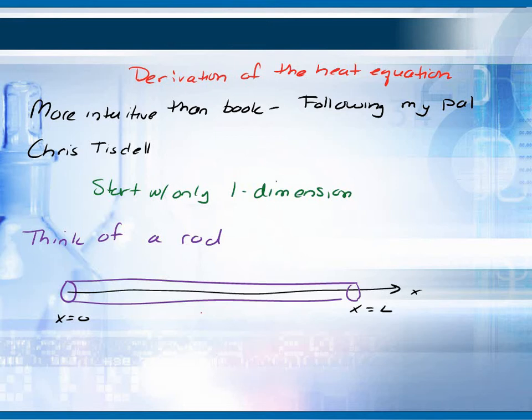That's why it's sometimes easier to think of a sheet of metal than it is to think of just one dimension. But think of a rod, and the direction on that rod is to the right, and you have a number line going through it that tells you where you are on that rod. X equals 0 is the left end of the rod. X equals L is the other end of the rod.